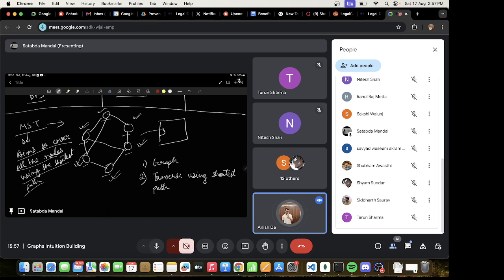It's very simple. If I talk in layman terms, using the least resources, how can I cover all the nodes? How can I cover everything using the minimum resources or using the minimum path? I need to take everything using the minimum resources. You should get this feel from the problem. Okay.